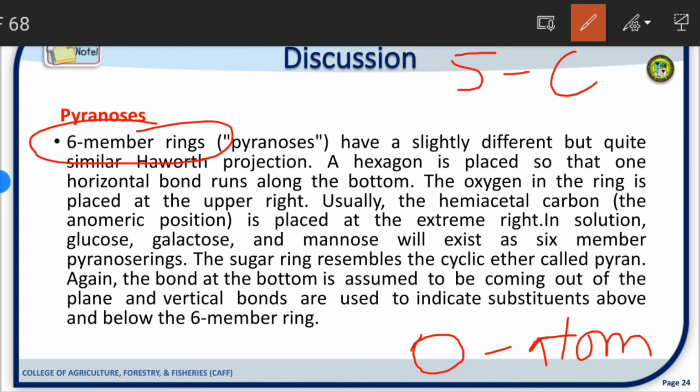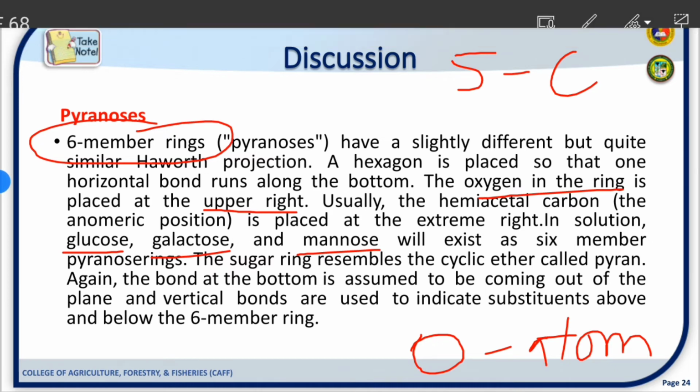So a hexagon is placed so that one horizontal bond runs along the bottom. The oxygen in the ring is placed at the upper right. Usually, the hemiacetal carbon is placed at the extreme right. In solution, the glucose, galactose, and mannose will exist as 6-membered pyranose rings. The sugar ring resembles a cyclic ether called pyran. Again, the bond at the bottom is assumed to be coming out of the plane, and vertical bonds are used to indicate substituents above and below the 6-membered ring.